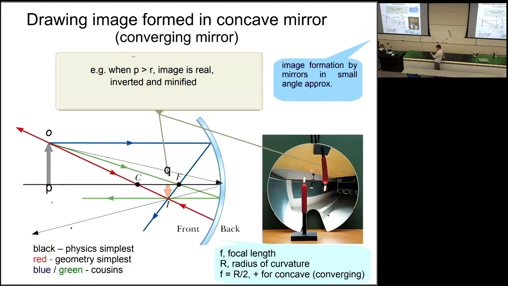And this is where the image is located. This light came from the arrowhead of the object. This is where the arrowhead of the image is, and so I just draw that image here. And so with these rays, I've located this image.